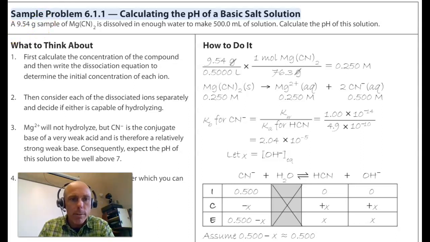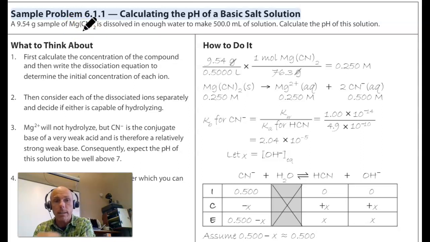We got a 9.54 gram sample of magnesium cyanide. That would be a basic salt because CN minus is a weak base, or it's not the anion of a strong acid. Dissolved in enough water to make a 500 milliliter solution. We want to calculate the pH. So the first step is we need to convert the mass of magnesium cyanide to moles. Dividing by the molar mass does that. And then at the same time, divide that by the volume in liters, 0.5 liters. We get 0.25 molarity for the magnesium cyanide.